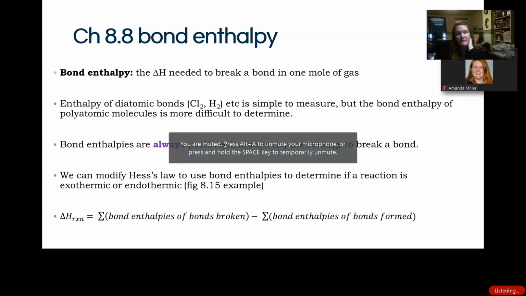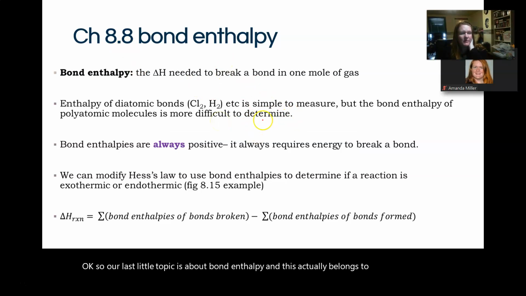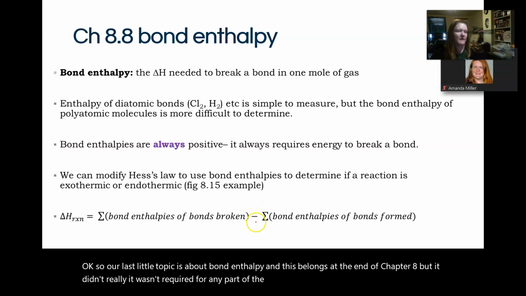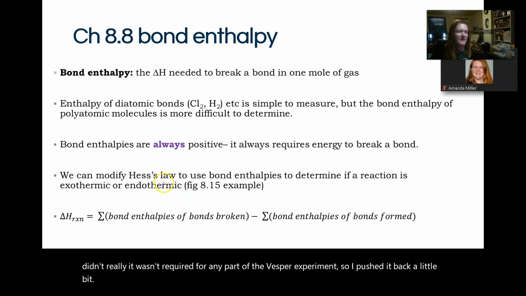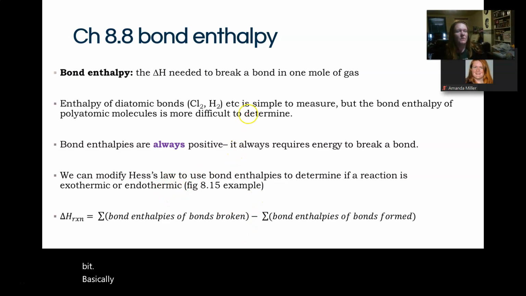Okay, so our last little topic is about bond enthalpy, and this actually belongs at the end of chapter 8, but it wasn't required for any part of the Vesper experiment, so I pushed it back a little bit. Basically, bond enthalpy is one way of calculating a delta H when you don't have it listed in the appendix.